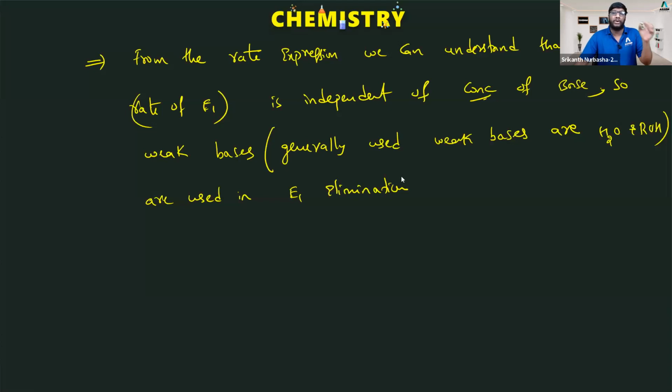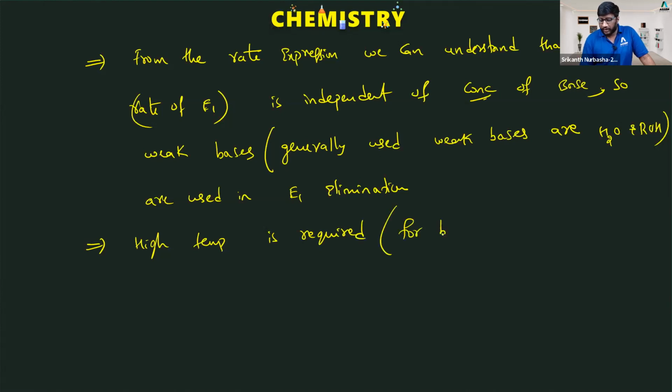But for E1 or E2, you require high temperature. High temperature is always required for both E1 and E2 elimination, as elimination involves bond cleavages.